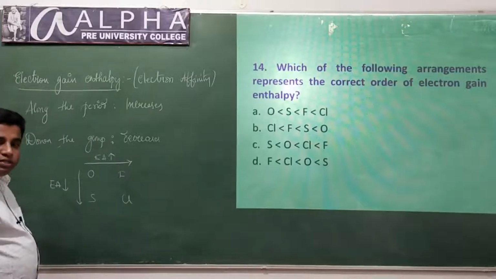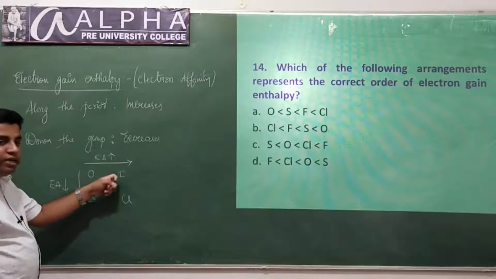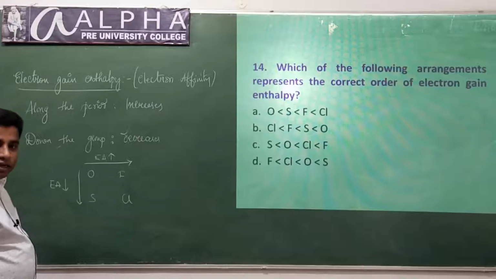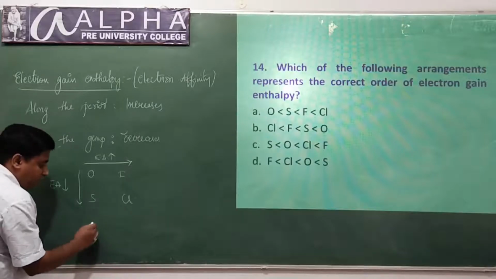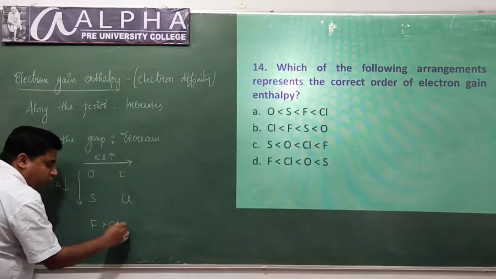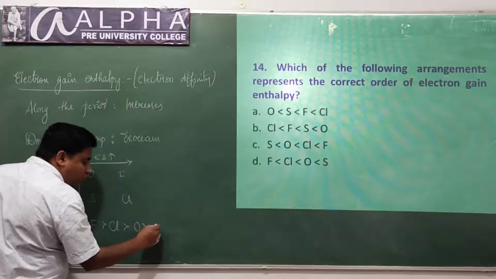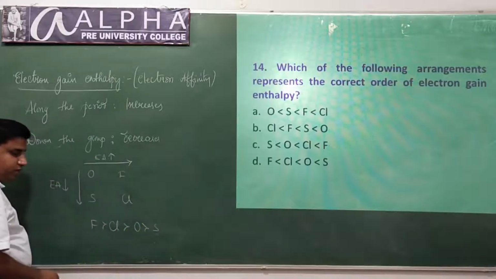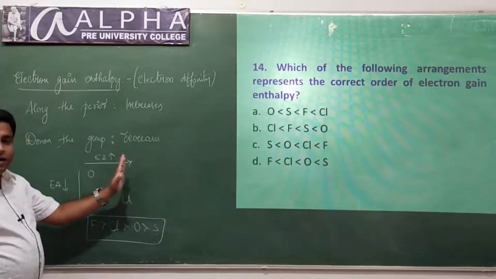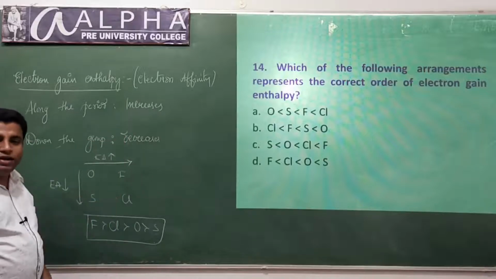According to this, as you go from oxygen to sulfur, it should decrease. Oxygen to fluorine, it should increase. Fluorine to chlorine, it should decrease. Isn't it correct? So fluorine should have more electron gain enthalpy than chlorine. Chlorine should have more electron gain enthalpy than oxygen. Oxygen should have more electron gain enthalpy than sulfur. This should have been the correct way, because along the period electron affinity will increase, and down the group electron affinity will decrease.